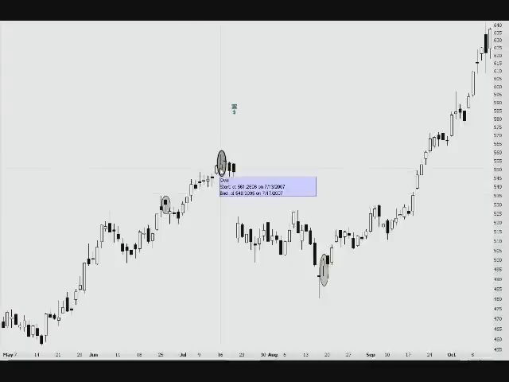Preceded by an inverted hanging man. All right, right at the top of a move. So you got a nice uptrend. So things are starting to turn here.